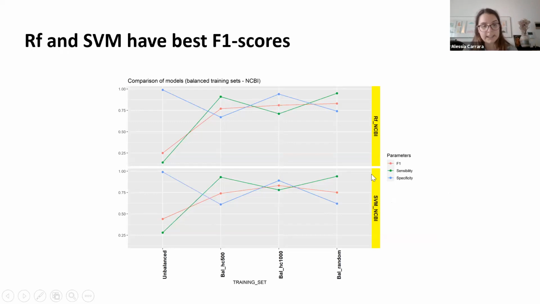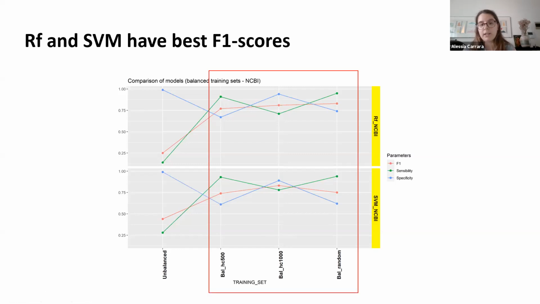On the x-axis of this graph, here we can see an unbalanced training set and the three balanced training sets. If we focus on the F1 value, we see a clear increment, as we can see here in random forest or here in SVM. We see a really clear increment with a balanced training set compared to the unbalanced one. And this confirms the expected improvement of the approach we followed.